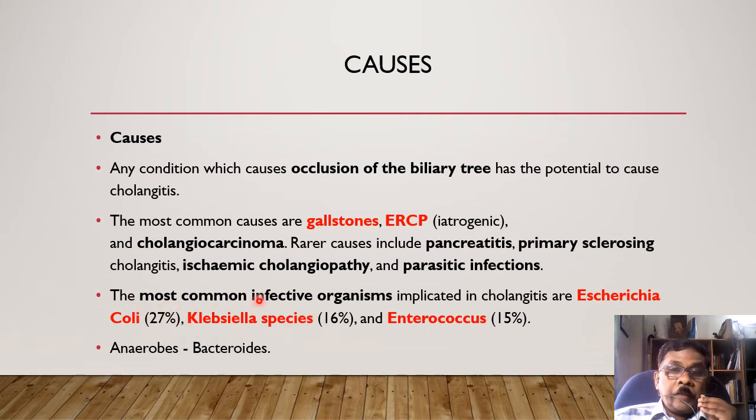The most common infective organisms implicated in cholangitis are Escherichia coli, or E. coli, which accounts for about 27% of the infections, followed by Klebsiella species and Enterococcus. These are all gram-negative organisms. There are also anaerobes that are involved, of which the most common is Bacteroides.